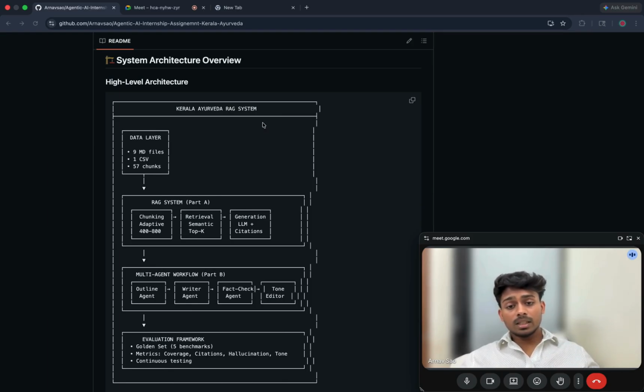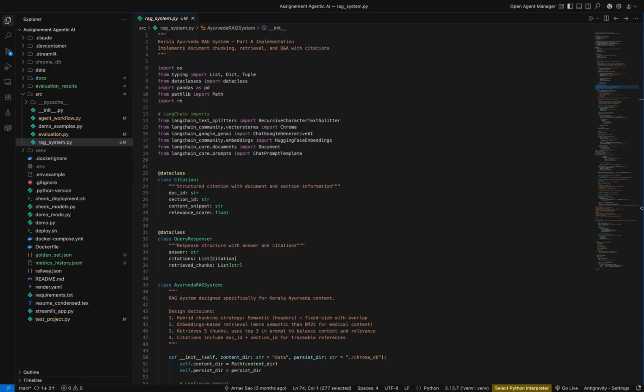Second is the multi-agent content workflow. To generate an entire article, I implemented a 5-step agentic pipeline. An outline agent that verifies coverage before planning, a writer agent doing per-section RAG retrieval, a fact check agent that acts as a strict guardrail, and a tone editor agent to ensure brand compliance. Let's dive into the code. I want to highlight specific features I engineered to optimize the results and ensure production readiness.